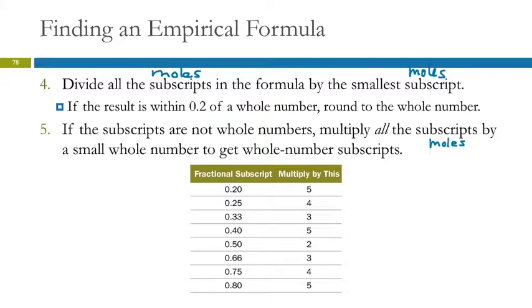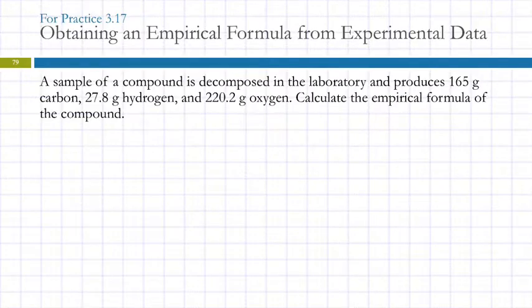So try 2. Multiply the number by 2. Is it within 0.2 of a whole number? Great. If that doesn't work, try 3. Then try 4. You rarely have to go past 4. Those are the rules. Here's an example.